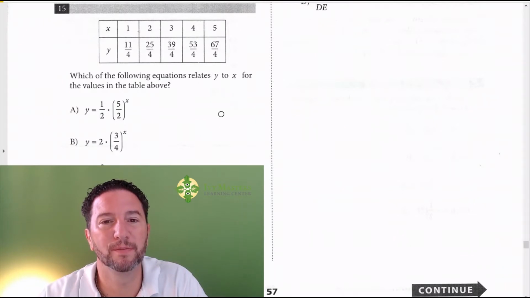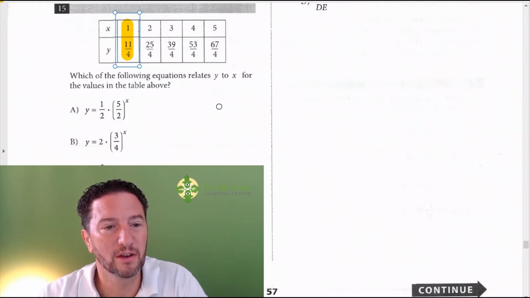table above? So one thing you want to notice is that the table above, all it has is coordinates. So in other words, when your x is 1, your y is 11 over 4. So one thing you can do is plug 1 in for x into each of the answer choices and eliminate anything that doesn't give you 11 over 4.